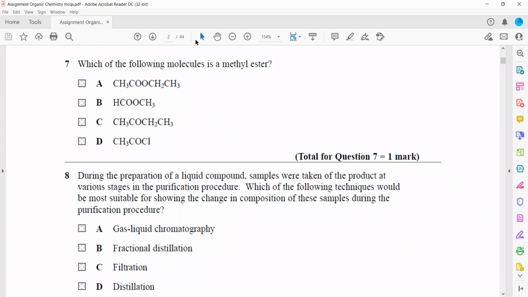Which of the following molecules is a methyl ester? A methyl ester means it contains a methyl group, and both sides should be methyl. For example, when we name an ester, the first part comes from the alcohol and the second from the carboxylic acid. So to be a methyl ester, what should the name be? It should be methyl methanoate.